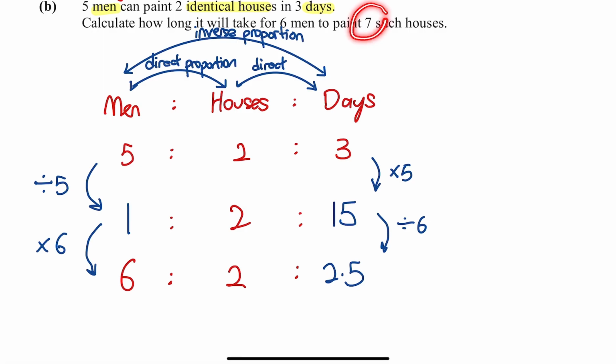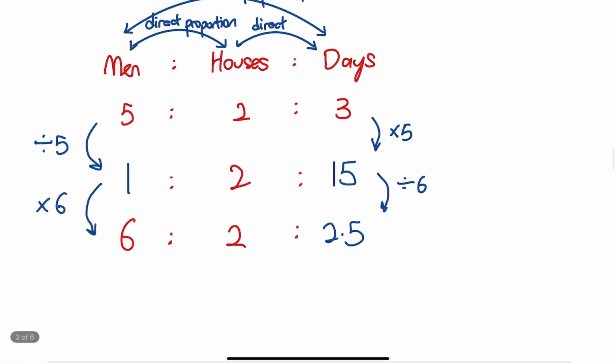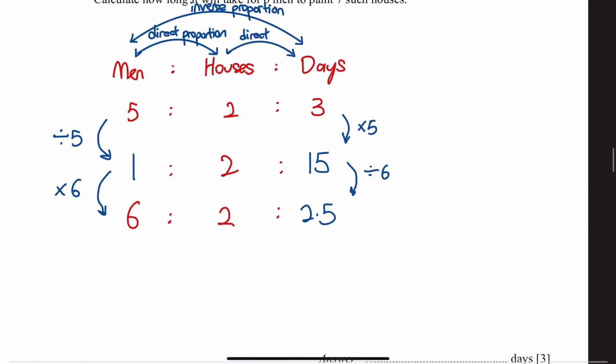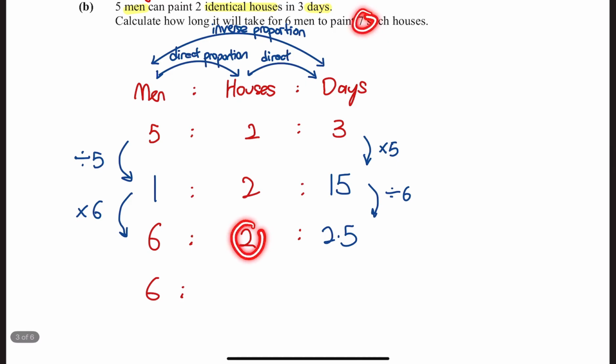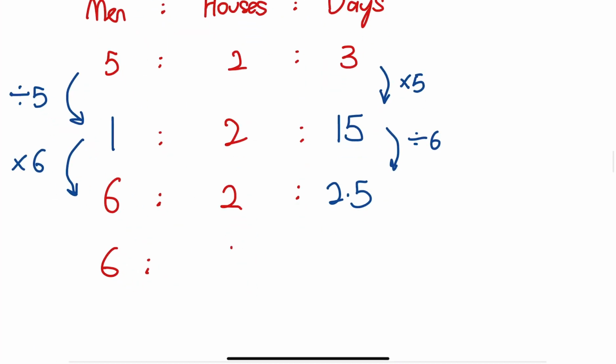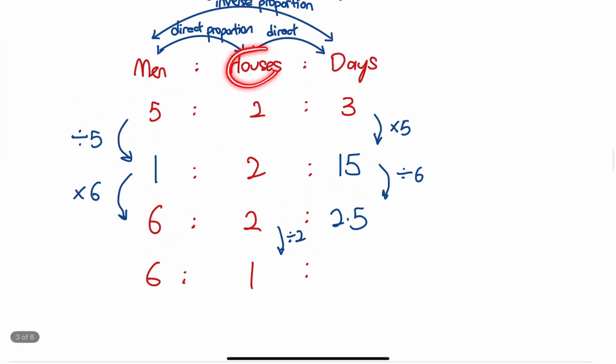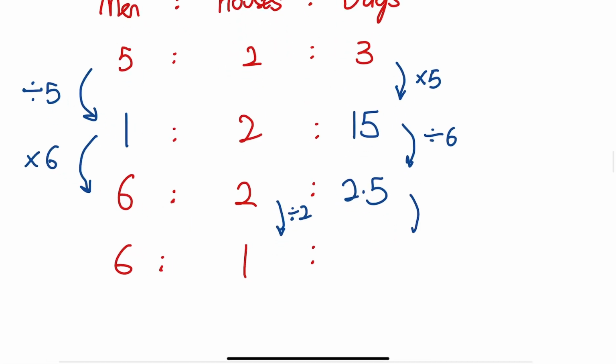Now I need to get 7 houses. So we can do it step by step again. Okay, so over here, now I got men correct already. I leave men constant. Now let's say to get 7 houses, let's turn this number to 1 house first. Okay, I turn this to 1 house. Means over here I divide by 2. Okay, since houses and days are in direct proportion, if houses decrease, the days will also decrease. So therefore, my days I also divide by 2. To get 1 house, I'll need 1.25 days. Okay, 1.25 days. Now, last step.